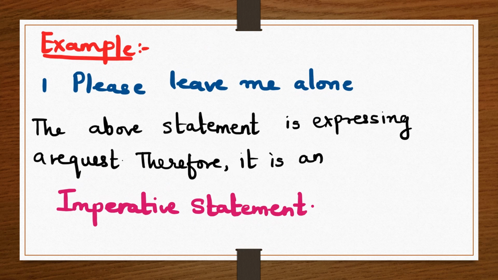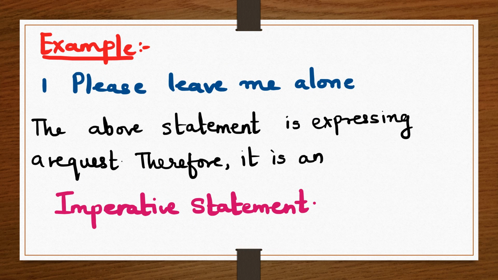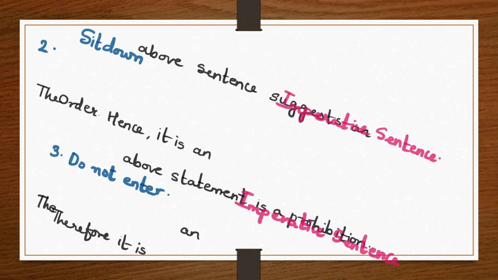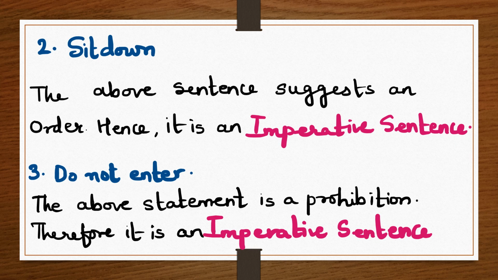For example, please leave me alone. In this sentence, I am expressing a request to someone to leave me alone, and that is why this is an imperative sentence. The second example is sit down. The above sentence suggests an order. I am asking someone to sit down. Hence, it is an example of an imperative sentence. Do not enter. And this is a prohibition. I am telling someone to not enter. Therefore, it is an example of an imperative sentence.